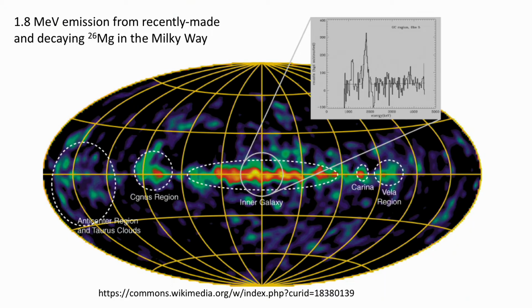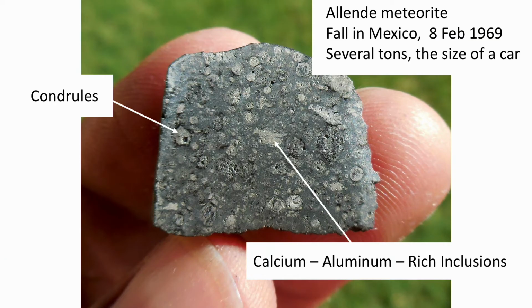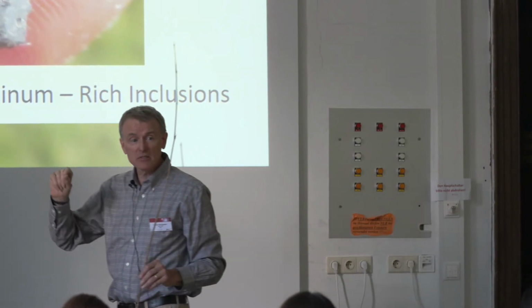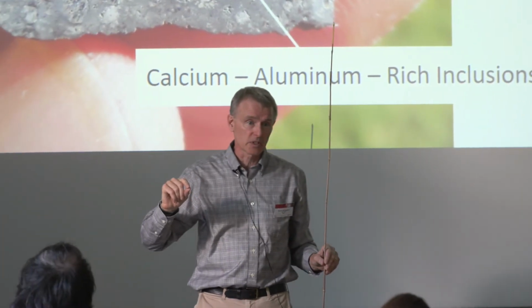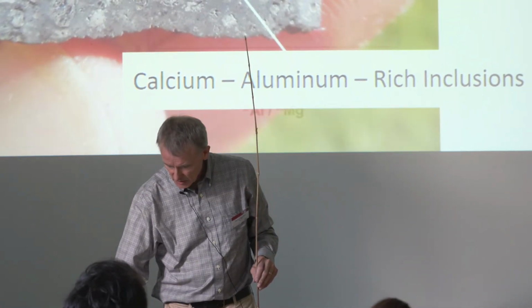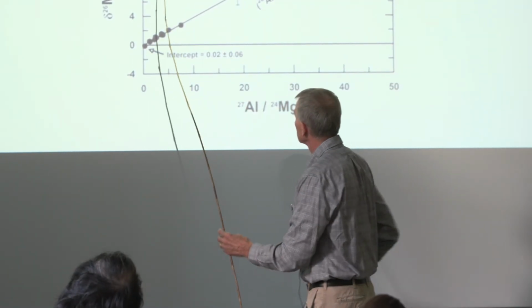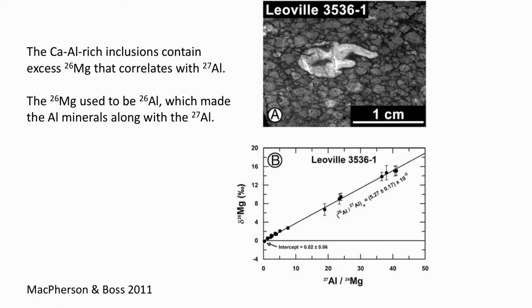Well, why this is interesting, of course, is in the chondrules of the meteorites. Because these chondrules have aluminum-rich inclusions, which contain aluminum-27, but there's a lot of magnesium-26 in these aluminum minerals. And so that magnesium-26, which shouldn't be in aluminum minerals, is there because it used to be aluminum-26. And you can see that just by plotting the distribution of excess magnesium-26 compared to aluminum-27. So that magnesium-26 came from an aluminum form, which was aluminum-26.